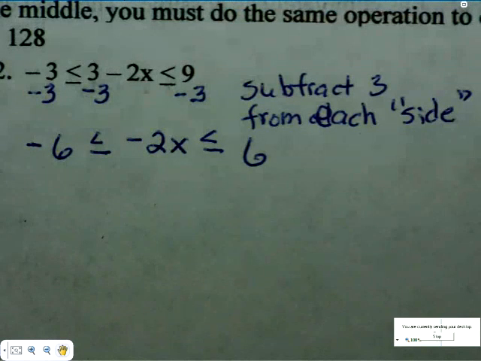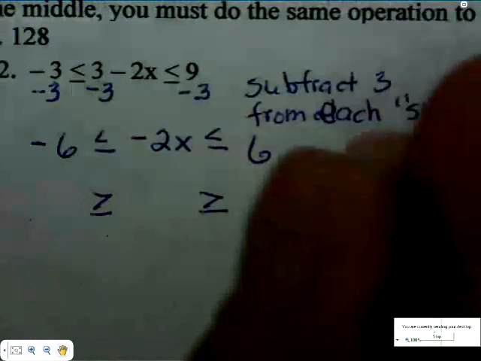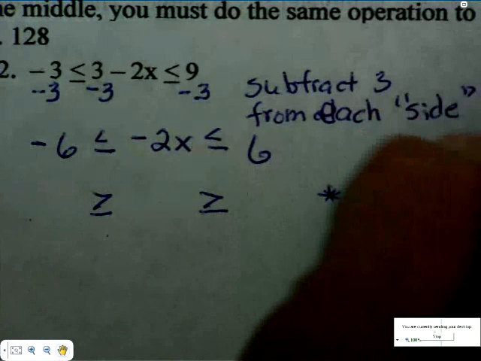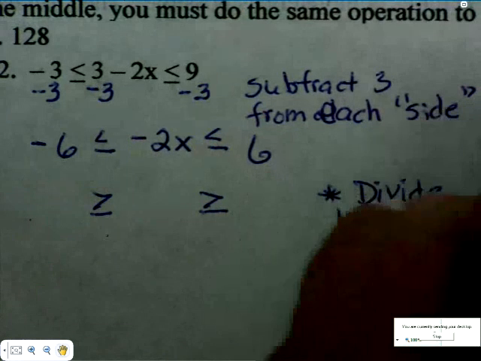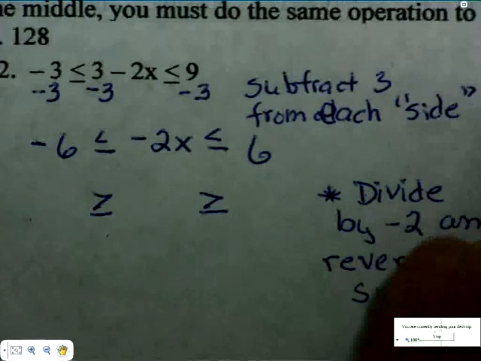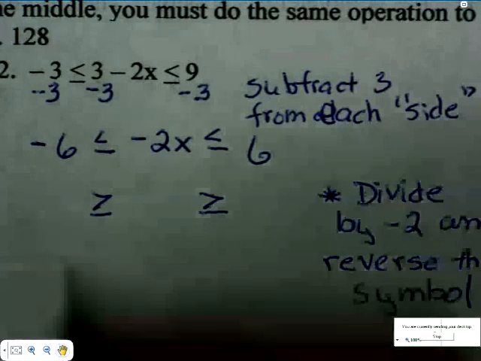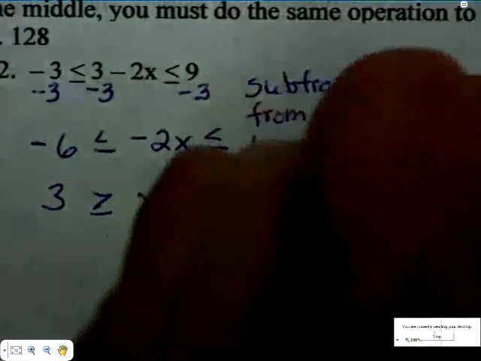Then what? And as soon as you said divide negative, bells and whistles went off to remind me, reverse the symbol. Divide both sides by -2, but that is going to reverse the symbol. So -6 divided by -2 is 3, and 6 divided by -2 is -3.